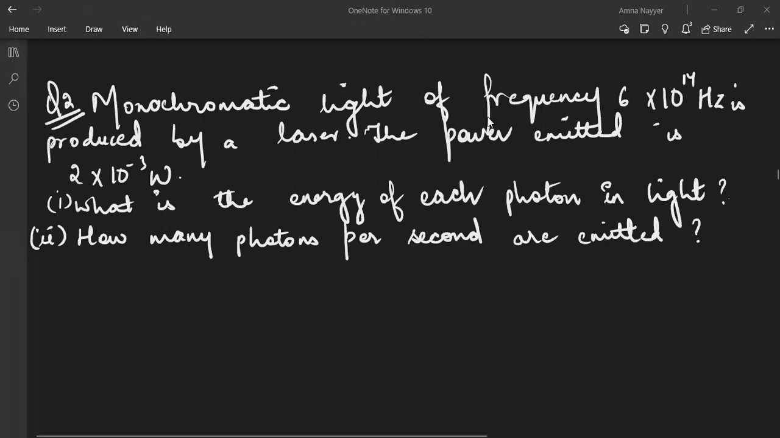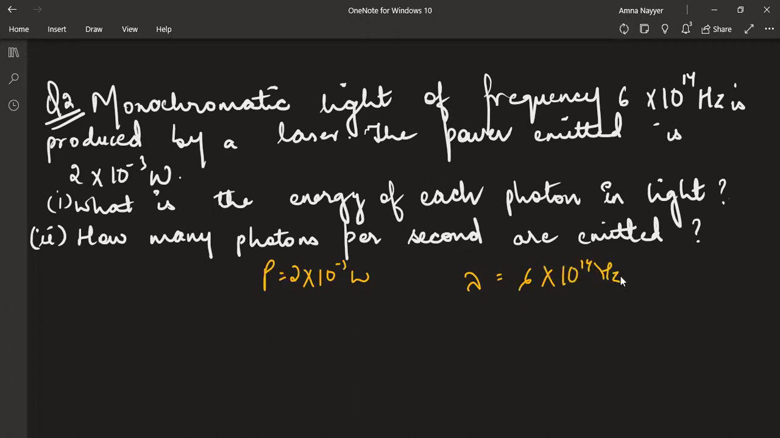Monochromatic light of frequency 6 into 10 to the power 14 hertz. Nobody sent me any answer till here. Power emitted is 2 into 10 to the power minus 3 watt. And frequency is given, 6 into 10 to the power 14 hertz.